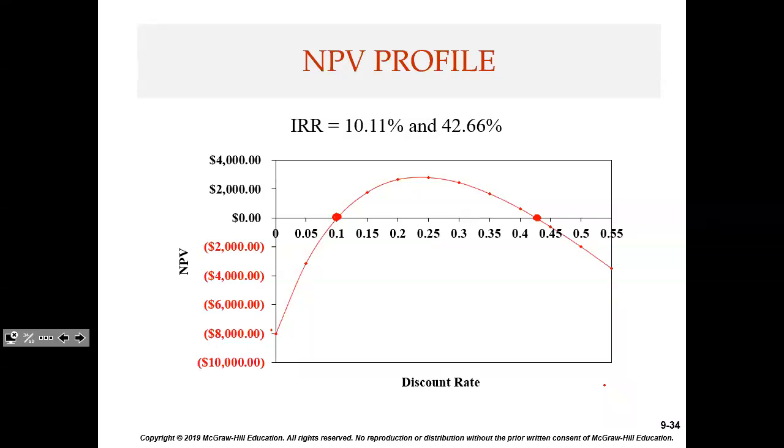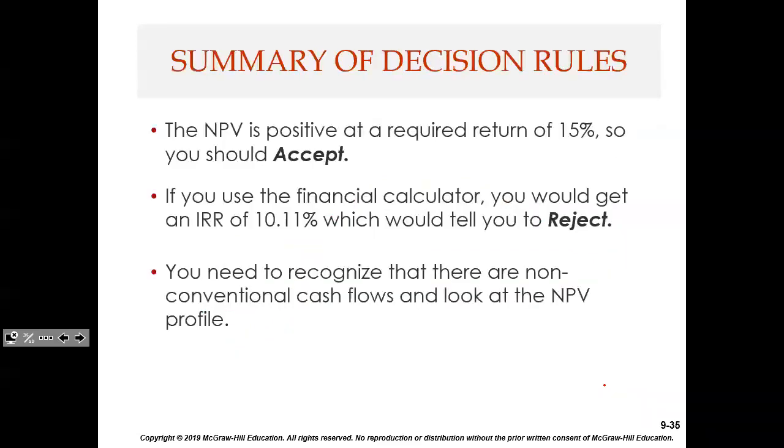All right, questions? Okay, so we'll move on. All right, so our summary of decision rules. Net present value has a required rate of return of 15%, so we accept the project, right? If we use the financial calculator, we get an internal rate of return of 10.1, okay? So we would reject that project.